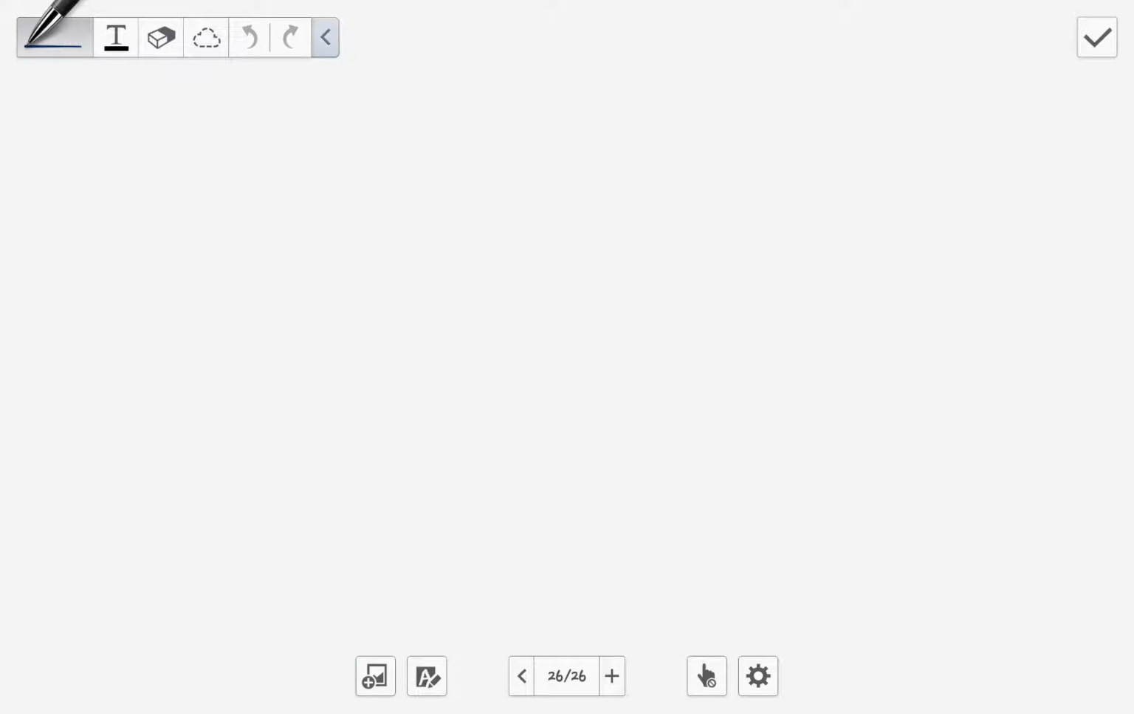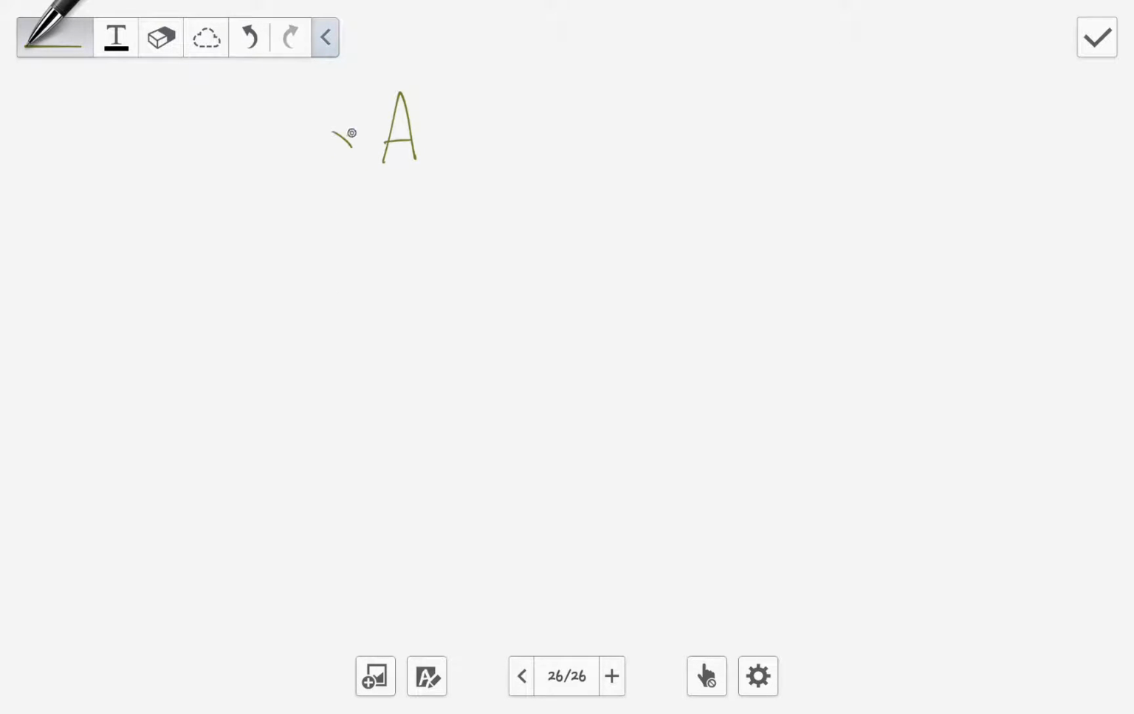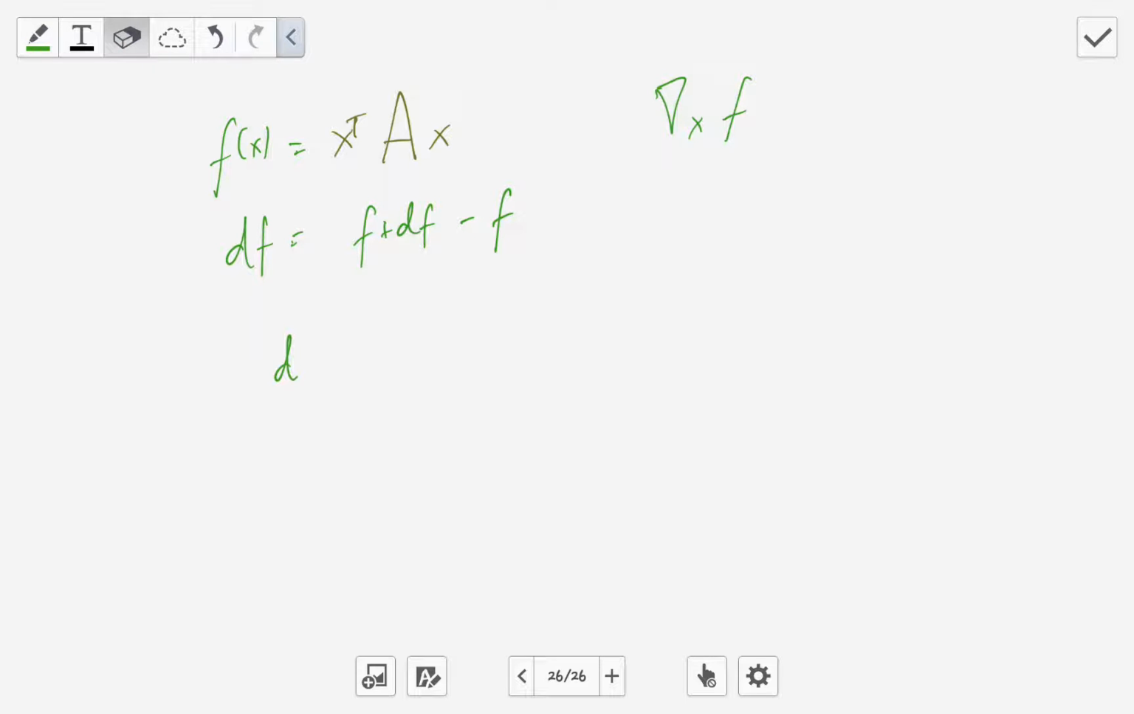Now the difficulty comes in quadratic forms, which is x transpose Ax. You want to find what is df. So f of x is equal to this. You want to find df, or you want to simply find del x of f. So we know df as f plus df minus f. So let us try to find what is f plus df.